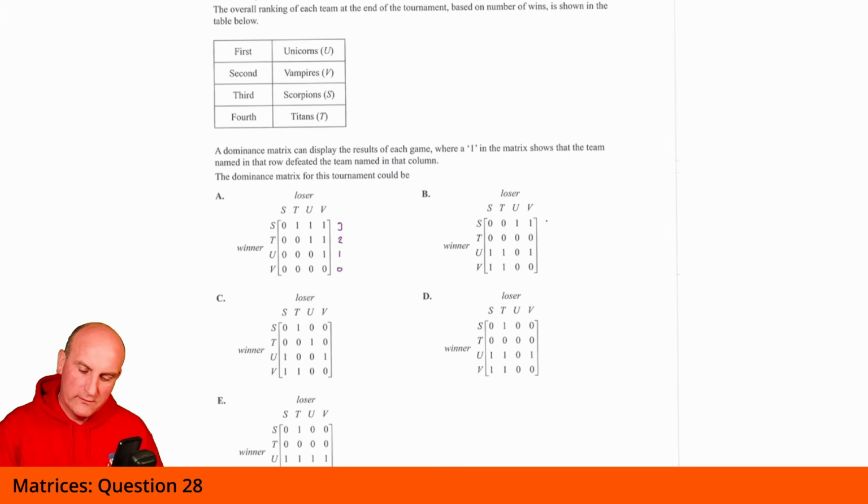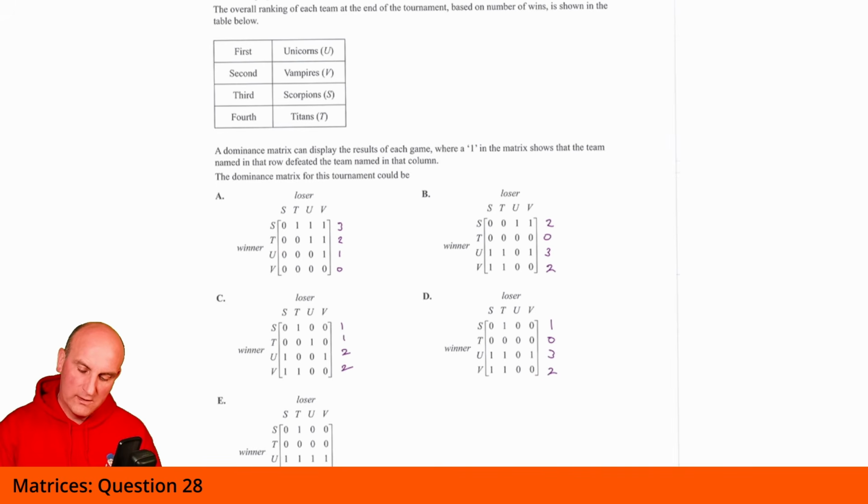S has got 2 wins, T has got none, U has got 3 and 2. So that's probably not going to work because we don't have joint seconds in any of this. So let's have a look at the next one. We've got 1, 1, 2, and 2. That doesn't seem particularly nice at the moment. 1, 0, 3, and 1, and 2. Oh, that might be the one.